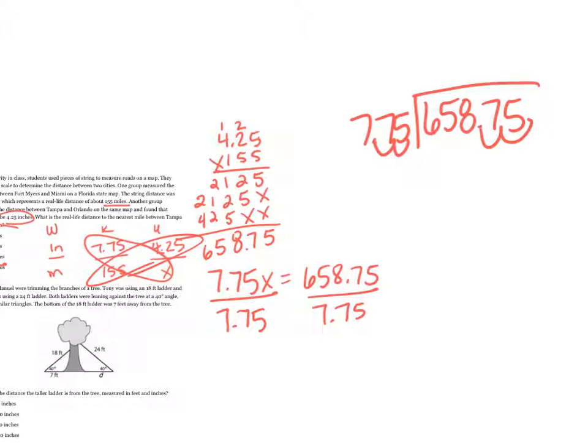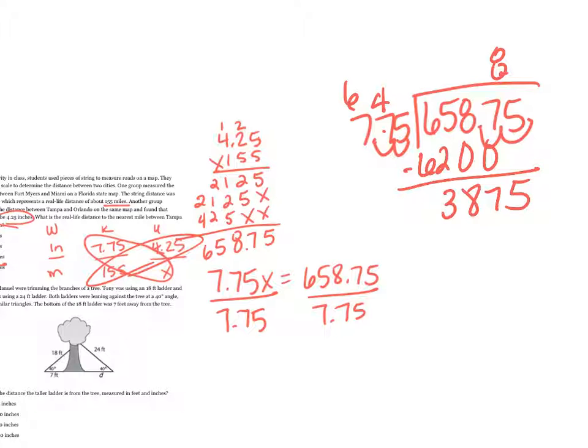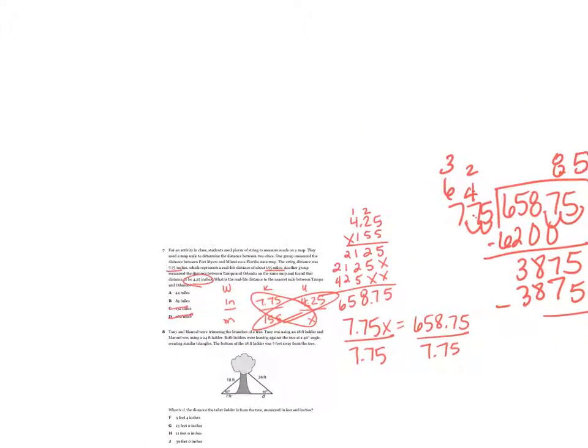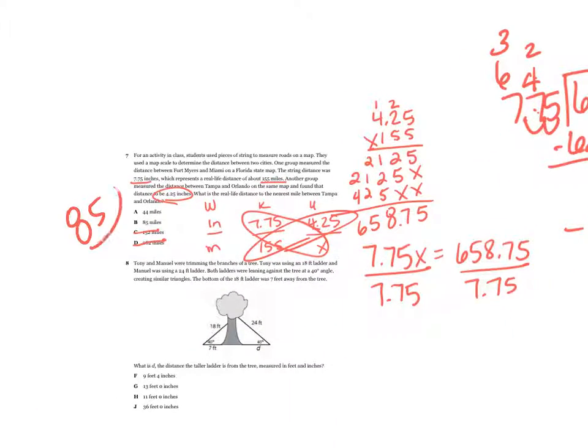And I'm going to say it goes into here 8 times. Then we subtract and bring down, and it goes in evenly, so our answer is 85. That's the blue folder, please, which is B.